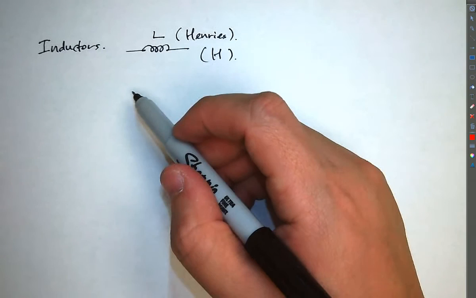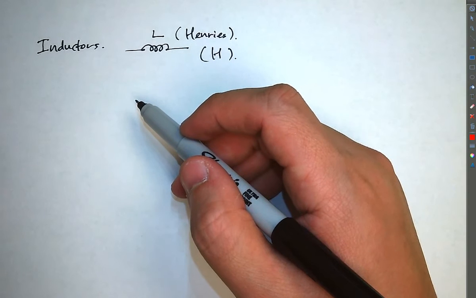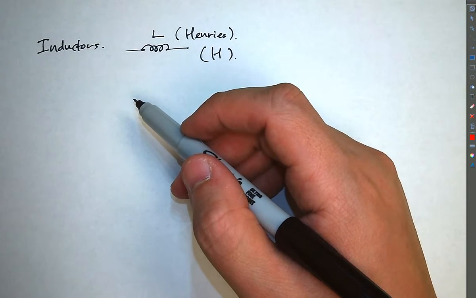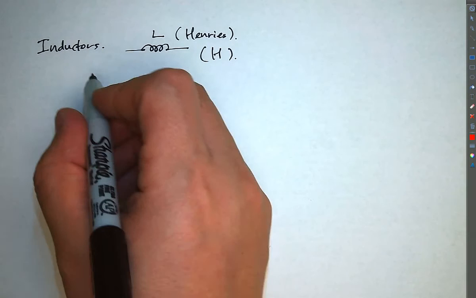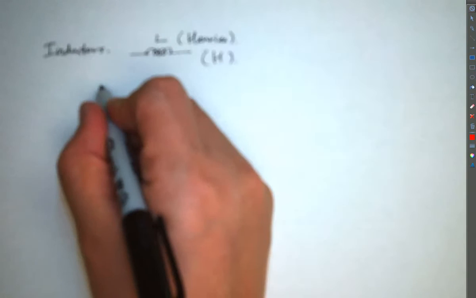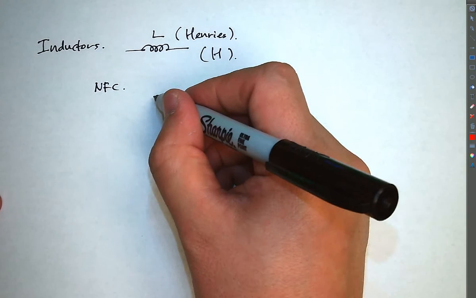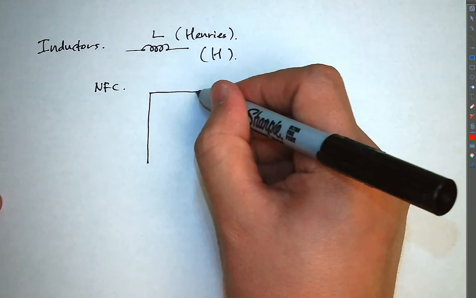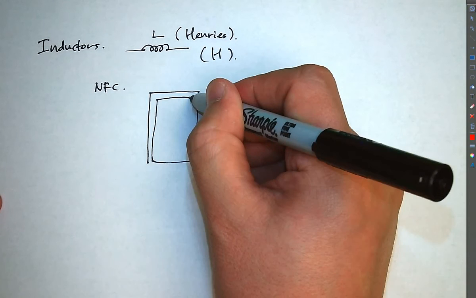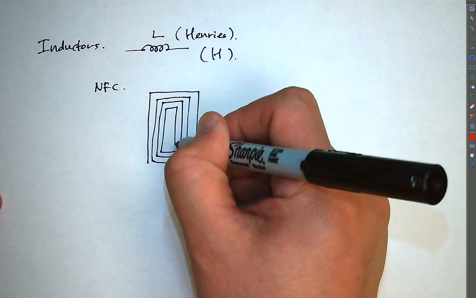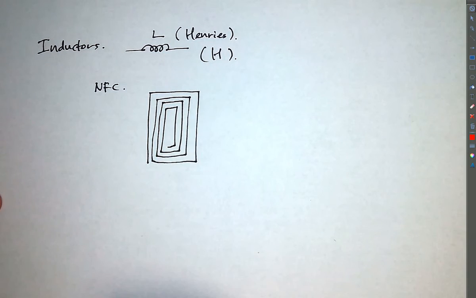And inductors store magnetic fields. Inductors are also used in NFC applications, for near field communication applications. So you've heard of NFC in the smartphones. So if you look at the back of a lot of these smartphones, you have this loop that looks like this. And the more loops you have, the more inductance you have. So you have this kind of loop inductor.